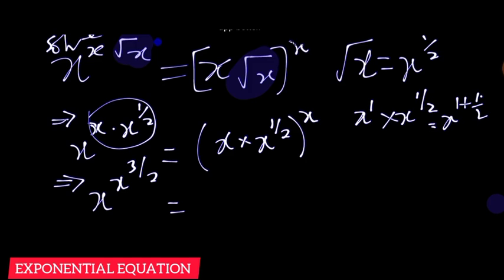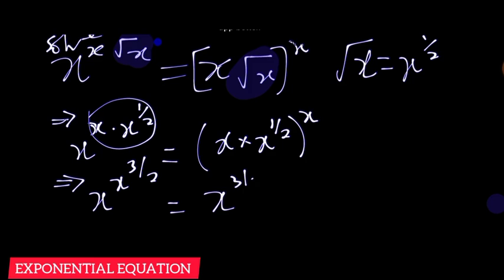Do you understand now? So from there you can see that this is going to be x to the power 3 over 2, and this one also is going to be x to the power 3 over 2, all to the power x. So what's the next thing we are going to do?